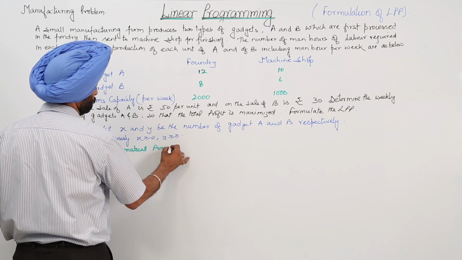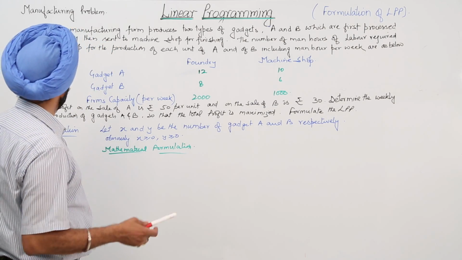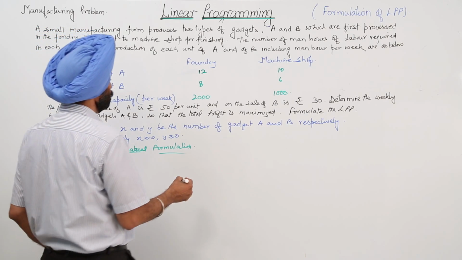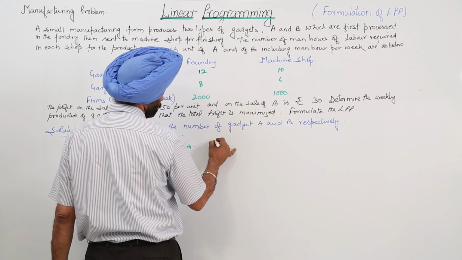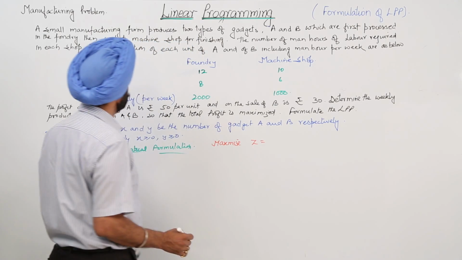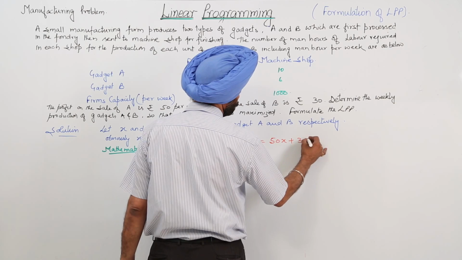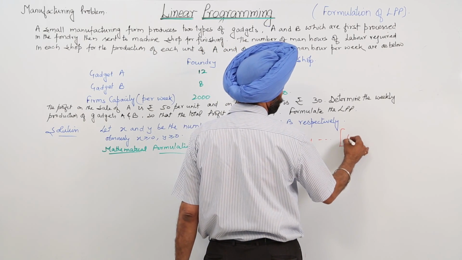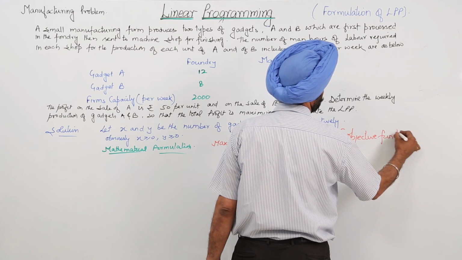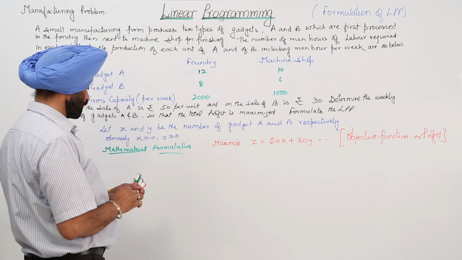Now the mathematical formulation. First, the profit on the sale of A is rupees 50 per unit and on the sale of B is rupees 30 per unit. Now profit: maximize Z equal to rupees 50x plus 30y, and this is the objective function on profit.